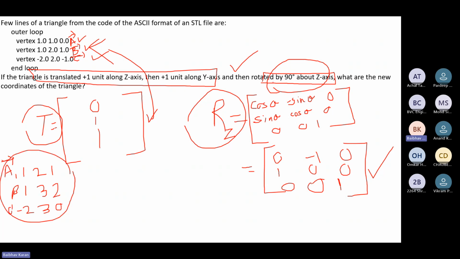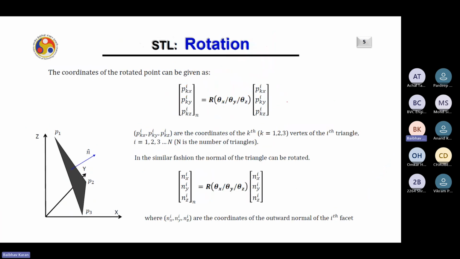Then after translation, we are doing a rotation, right? How will you calculate the rotation? If it is translation, we just add it to the matrix, right? But rotation, how will you do that? This formula. See, the rotation is multiplied with the matrix.